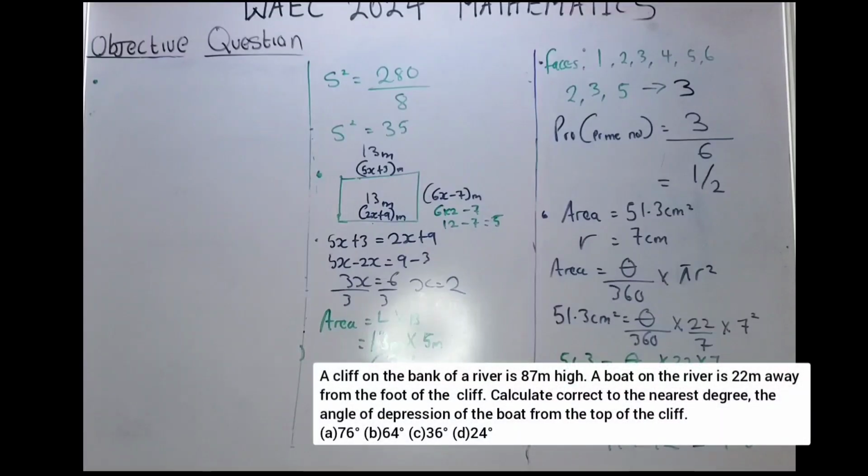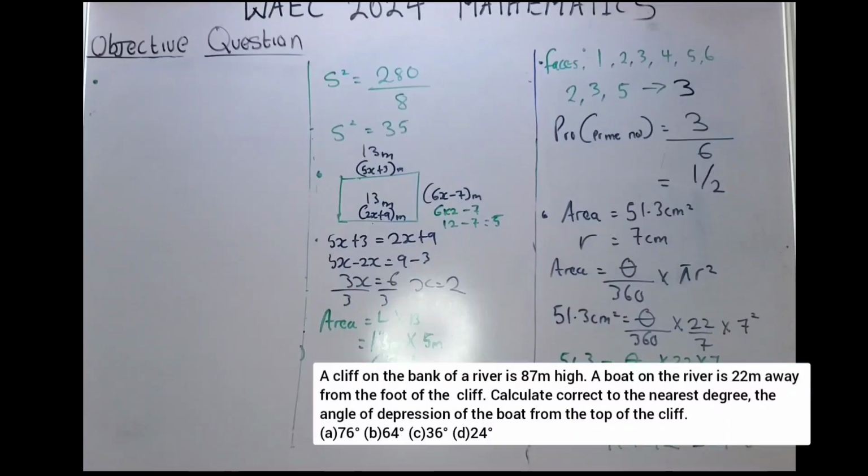Now, for the next question, a cliff on the bank of a river is 87 meters high. A boat on the river is 22 meters away from the foot of the cliff. Calculate, correct to the nearest degree, the angle of depression of the boat from the top of the cliff. Okay, let us first interpret the question. This topic is coming from angle of elevation and depression. You understand? So I want you to pay attention very well.